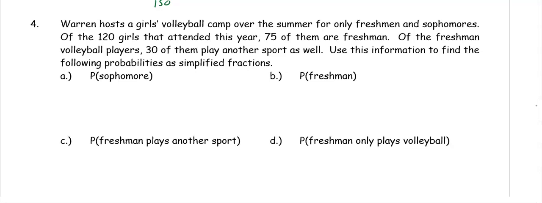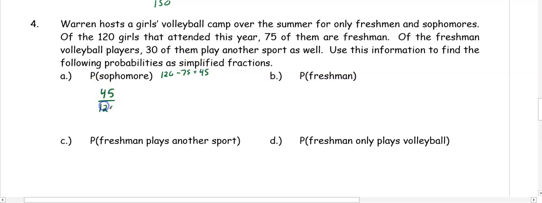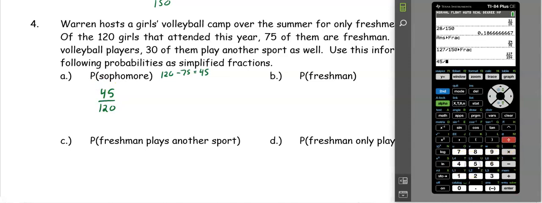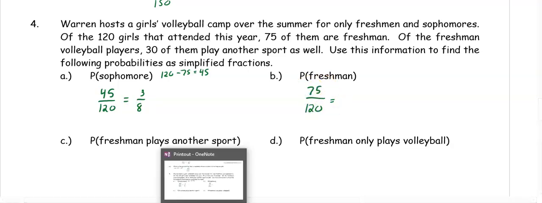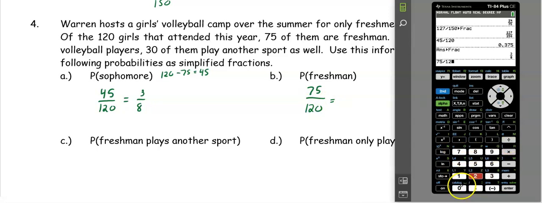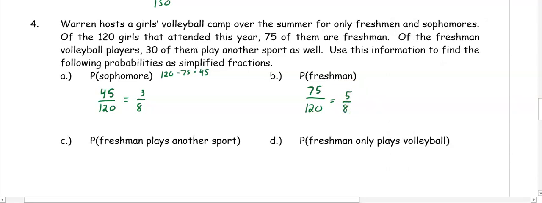So what's the probability that they were a sophomore? Well, if 75 of them were freshmen, we can do 120 minus 75 to get that 45 of them were sophomores. So we have 45 over 120, and that reduces to 3/8. To find the probability of them being a freshman, there were 75 that were freshmen out of 120 volleyball players. So 75 divided by 120, math, enter, enter, and that gets us 5/8.